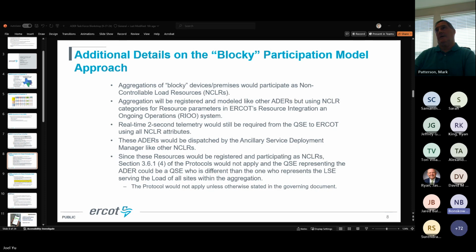But the other thing that I wanted to ask and just confirm is, in this blocky participation model, that is only for providing ancillary services. It would not allow the ADER to participate in SCED. Is that right? That's correct. Okay. Thanks for confirming.